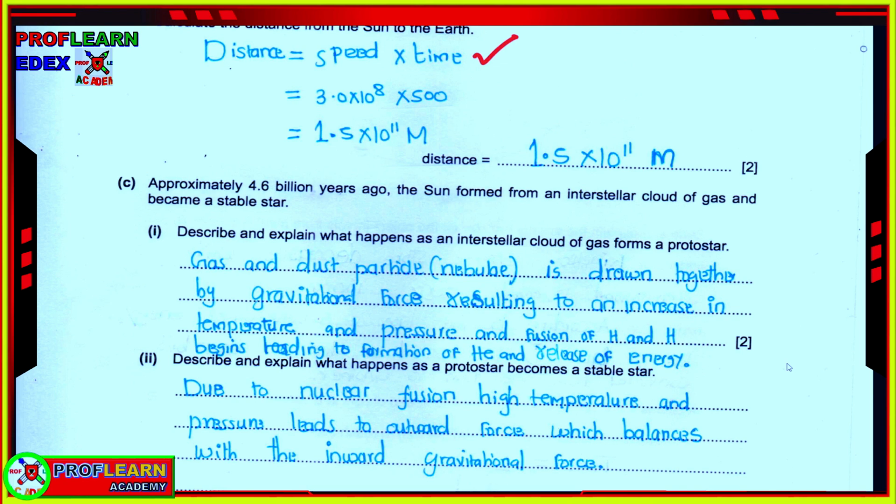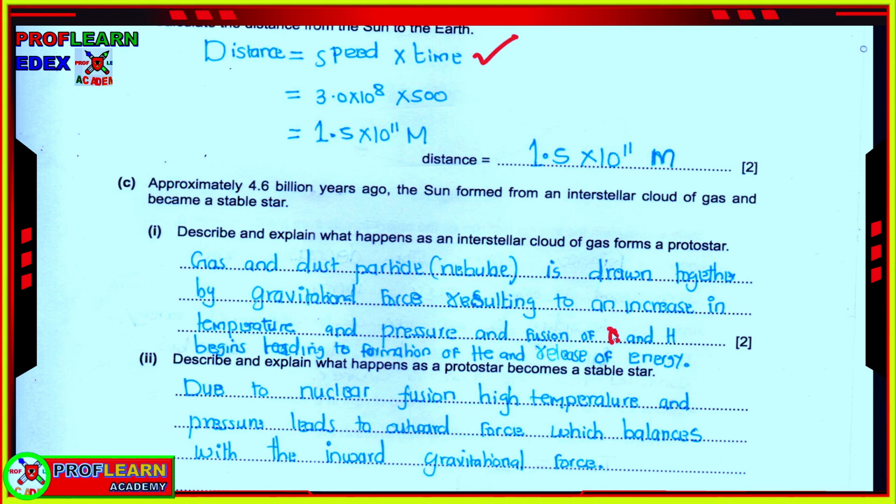Approximately 4.6 billion years ago, the sun formed from an interstellar cloud of gas and became a stable star. Describe and explain what happens as the interstellar cloud of gas forms a protostar. These gas and dust particles, which are known as nebulae, are drawn together by gravitational force. This results in high temperature and pressure, and fusion of hydrogen and hydrogen begins.